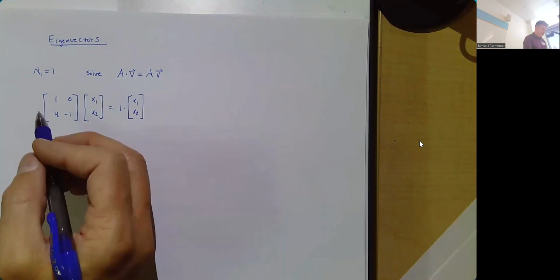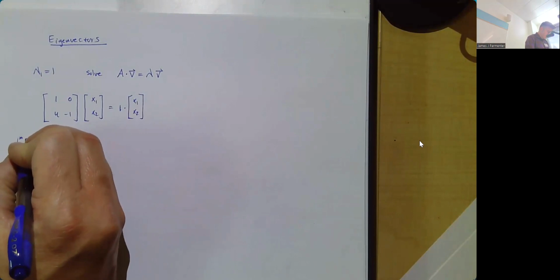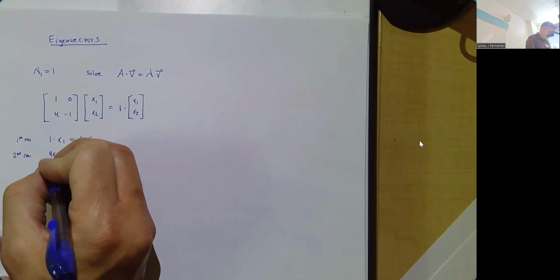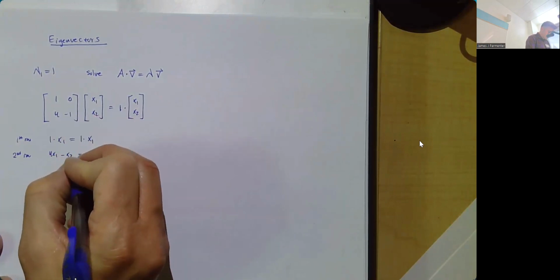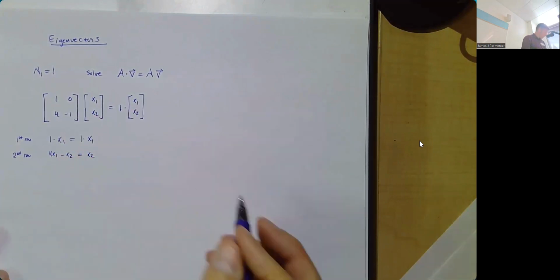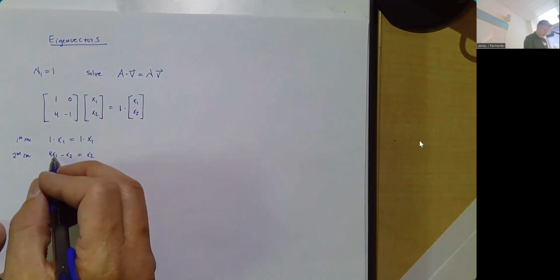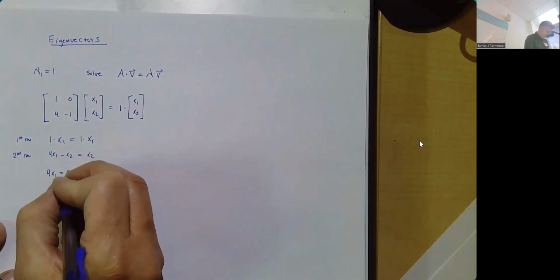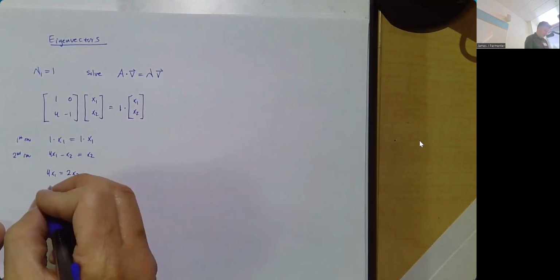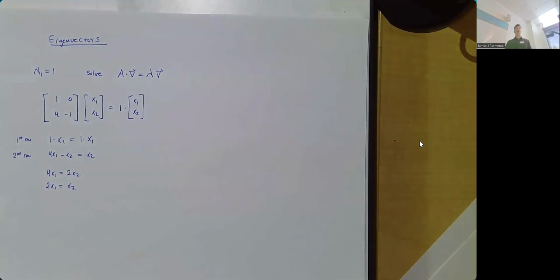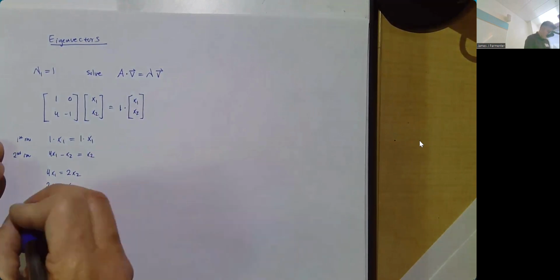move on to the second equation. So instead of dealing with the first row, deal with the second row. The second row says 4 times x1 minus x2 is equal to x2. That's much more helpful. So I get 4 times x1 equal to 2 times x2. I would divide both sides by 2 and say 2x1 equals x2. And then we usually just say let x2 equal 1.